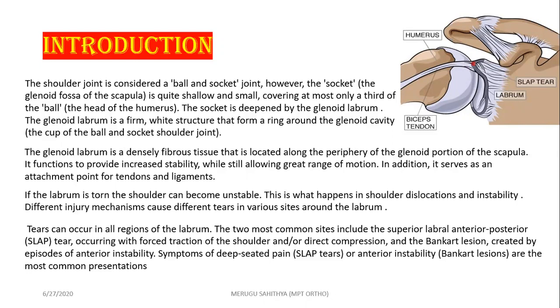Different injury mechanisms can cause different tears in various sites around the labrum. Tears can occur in all the regions of the labrum. The two most common are the superior labral anterior posterior tear, that is the SLAP tear, occurring with forced traction of the shoulder and direct compression, and the Bankart lesion created by episodes of anterior instability. Symptoms of deep-seated pain or anterior instability are the most common presentations.